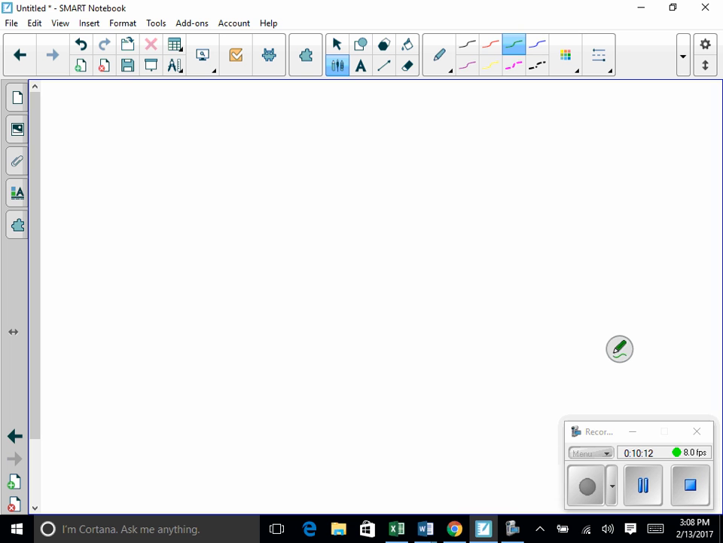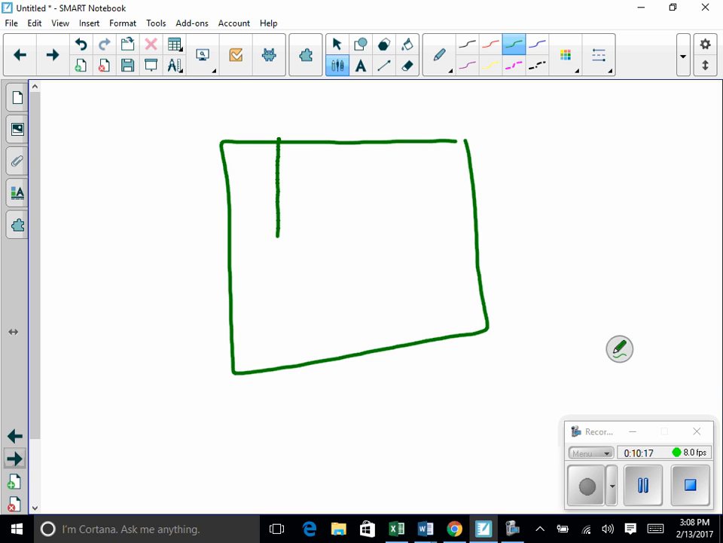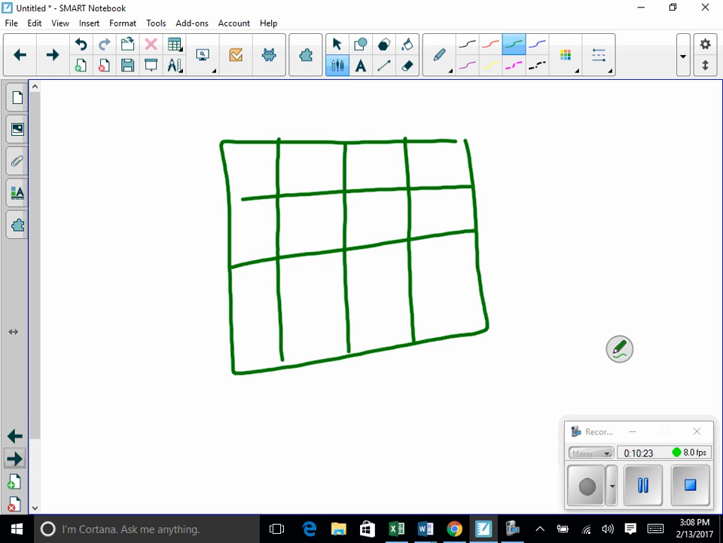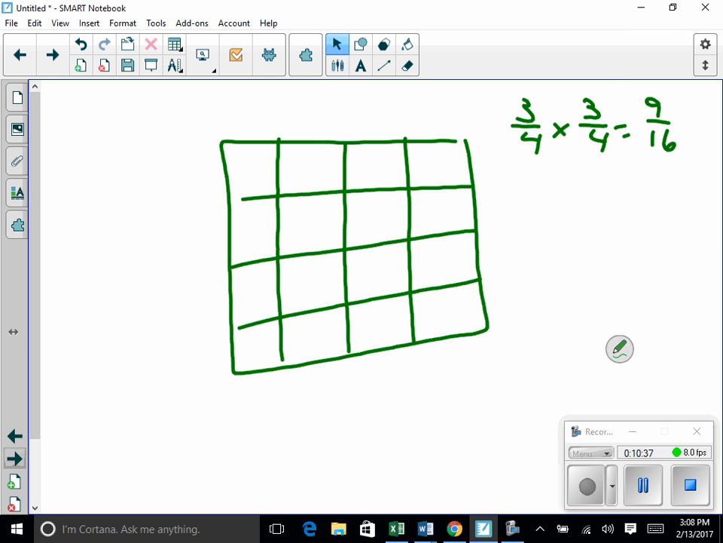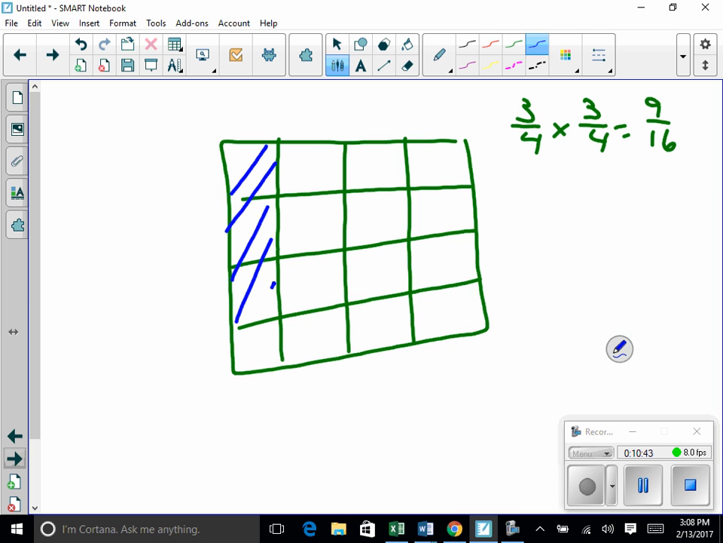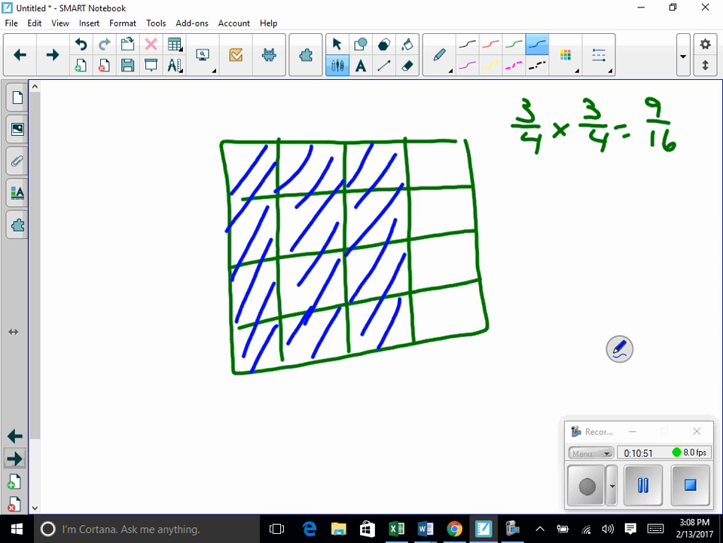I'm going to do one of the drawing ones. I'm just going to try to draw as best I can real fast. This is number 5. The first one is 3/4 times 3/4. Now you guys have done a lot of these. You know that if you multiply straight across, your answer should be 9/16. So on this one, what you need to do is shade in 3/4 going down. There's 1/4, there's 2/4, there's 3 out of 4 going down.